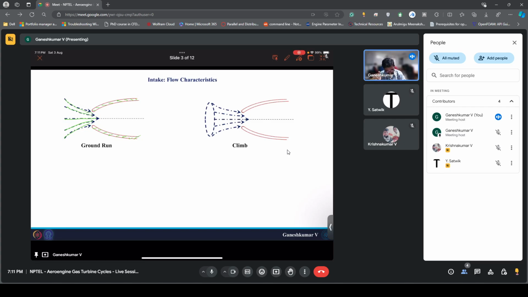So this area of intake, we can also call this A infinity. Here it is greater than A. Let's call this intake, IN. So A in. This A infinity will be greater than A in, for both ground run and the climb.